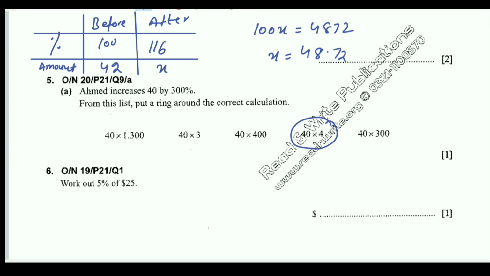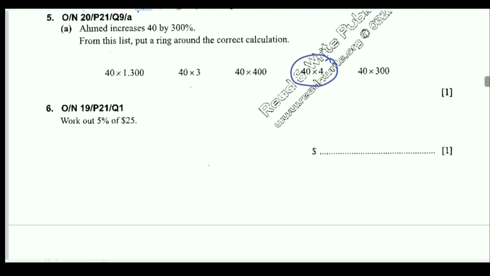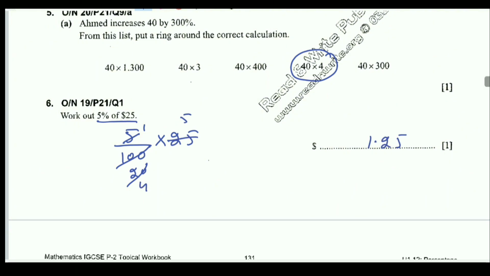So question number 6, work out 5% of $25. How to write 5% of $25? 5% will be written as 5 over 100. In place of "of" we will write multiply, and 25. This is the way we will write it. So now we will just do simple simplification. 5 2s are 10, 5 4s are 20, 5 by 4 is 1.25.